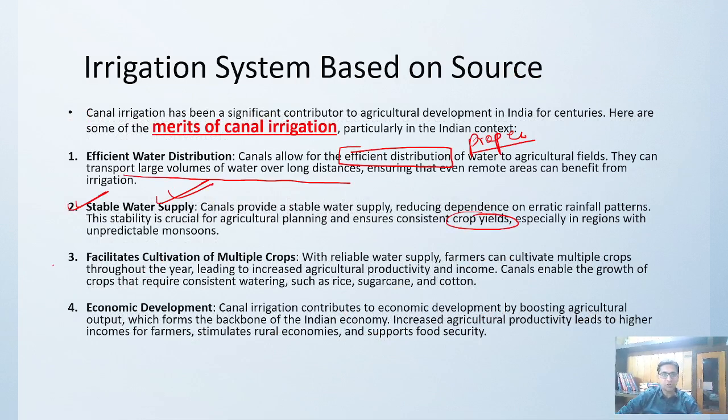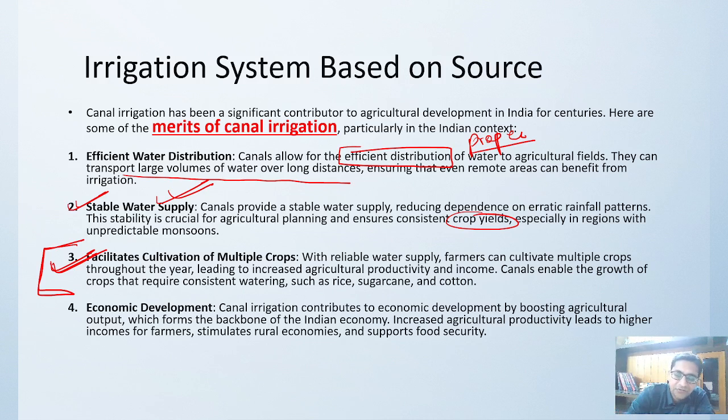Because of the canal, wherever the canal passes, you can see that the fields are growing 2-3 crops. And since the canal has a lot of water in it, you can grow high water intensive crops like sugarcane, rice, and cotton.